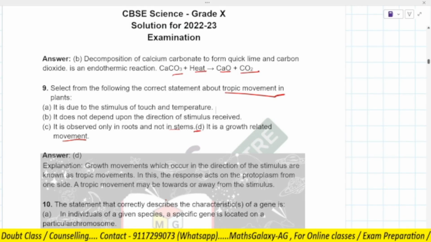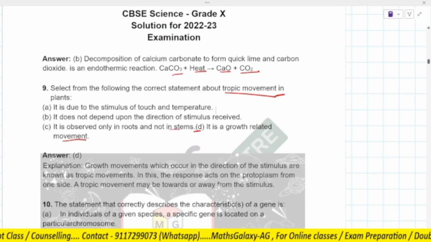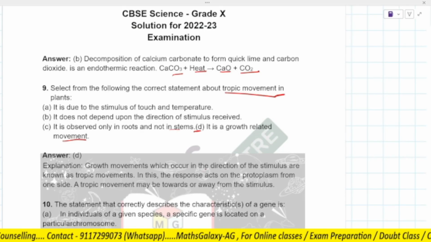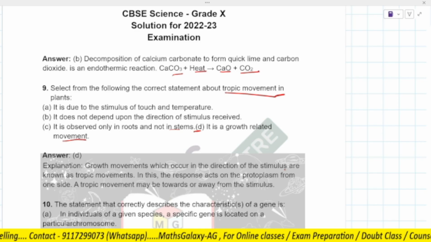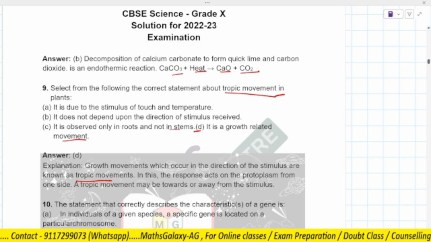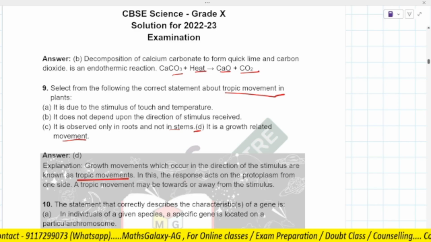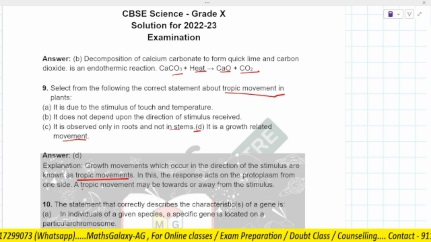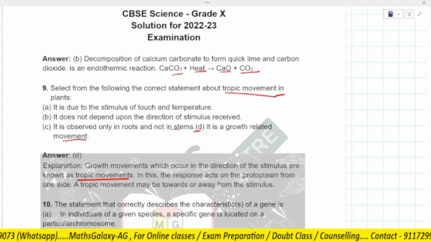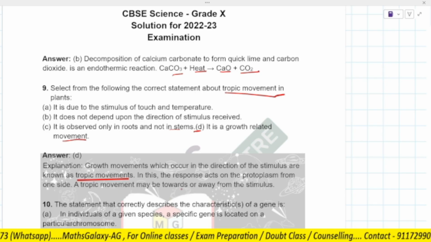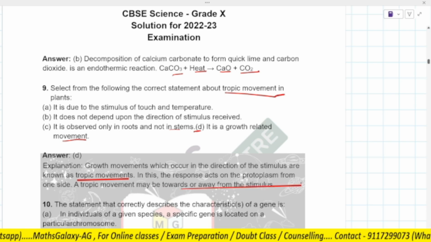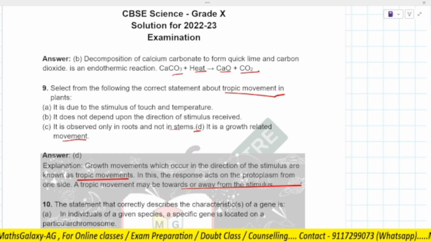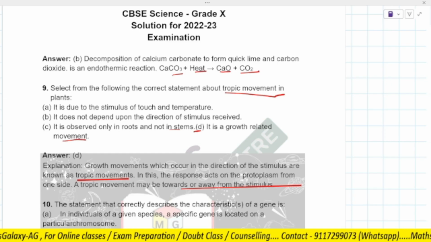Okay. So here the explanation is the growth movement which occurs in the direction of the stimulus is known as tropic movement, right? In this, the response acts on the protoplasm from one side. A tropic movement may be towards or away from the stimulus. Is it clear? Or any doubt? No doubt.